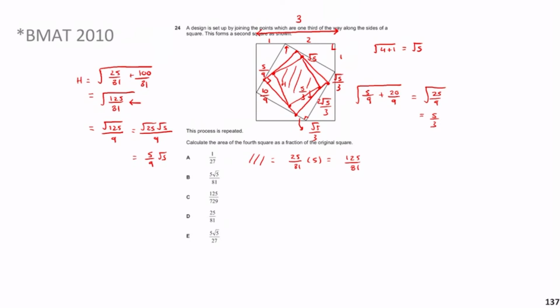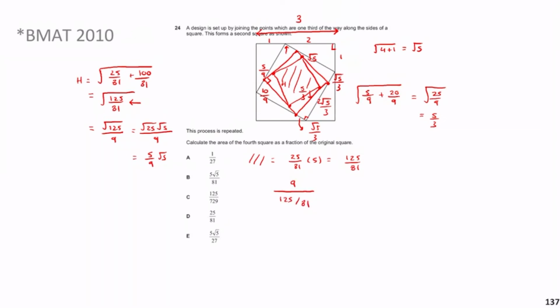So we have that. So that's the area of the smaller triangle, but we need it as a fraction of the original one. So the original one, remember that we set the value as 3. So the area of the original one is going to be 9. So what you need to work out is 9 divided by 125 over 81.